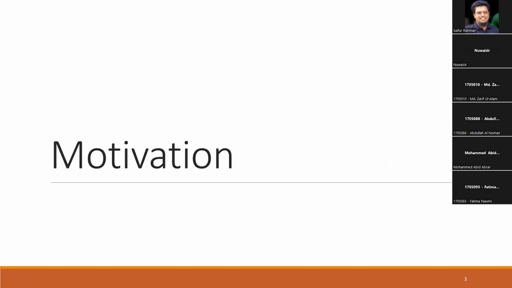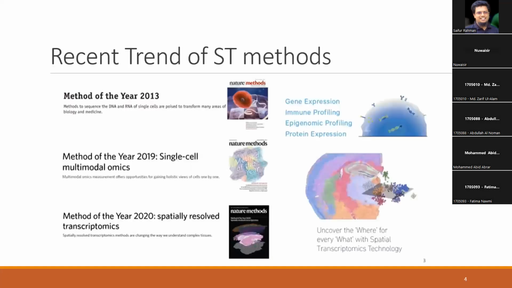Now we will discuss the motivation for the topic. First of all, the recent trends in transcriptomic methods have shifted to spatially resolved transcriptomics. Previously, the famous method was single cell sequencing, but now the shift has been toward single cell multiomics and spatially resolved transcriptomics, which has attracted many researchers across the world. So that has been an important motivation.